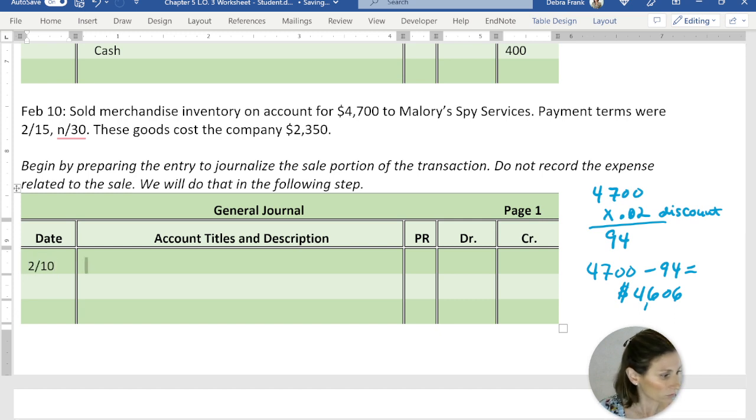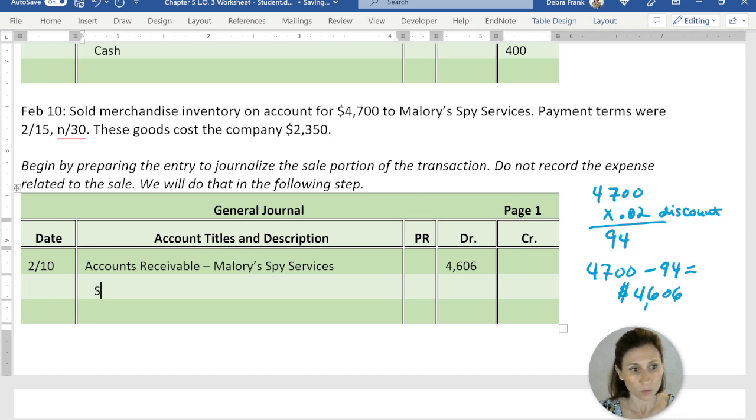So February 10th, we're going to assume we're going to receive from them the discounted amount instead. So we have accounts receivable, and it was Mallory's Spy Services, and it's going to be the 4,606 that we calculated. That's with that discount, and that is the whole reason our sales revenue is reduced for the amount that would have been the discount amount. All right, cool.